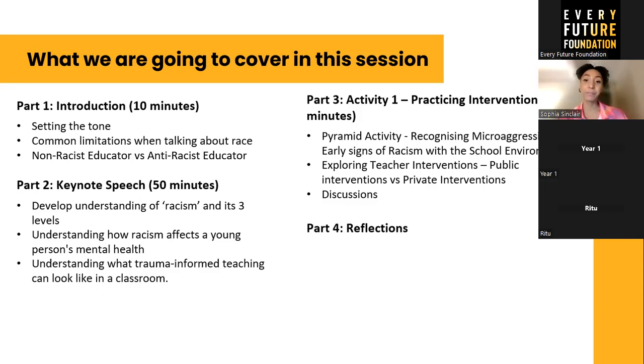And then part 3 is our first activity, where we're looking at practicing interventions. So we have a pyramid activity where we want you to try and recognize microaggressions and the early signs of racism within the school environment. And then also we're looking at exploring teacher interventions, public interventions versus private interventions, and the pros and cons of both of those. And then we'll have some discussions. And then lastly, part 4 is for our reflections.